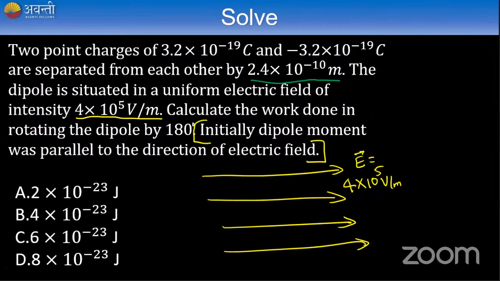So I have electric field E equal to 4 into 10 power 5 volt per meter. Now, what's happening? What have they given in the question? They have given there exists a dipole which is already in this way. The dipole moment is in this direction, parallel to my electric field. Now, if I have to completely rotate this dipole by 180 degrees, what amount of force should I apply? What amount of torque should I apply? This is the question.